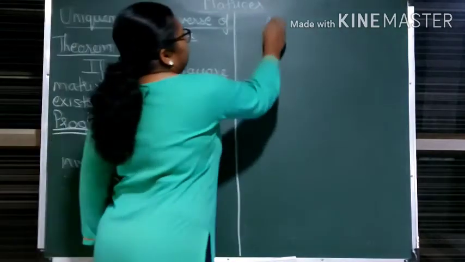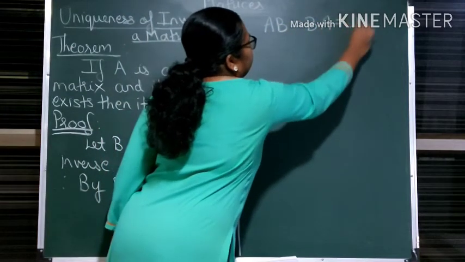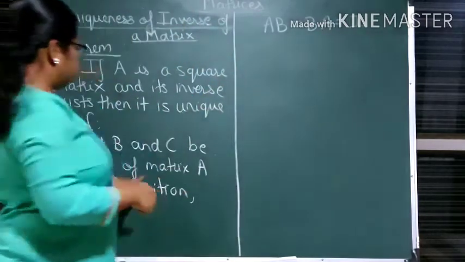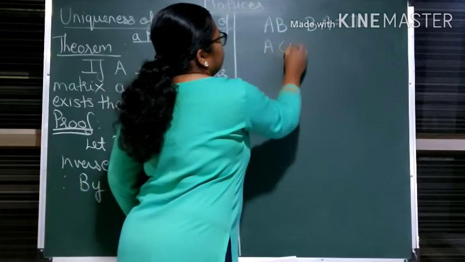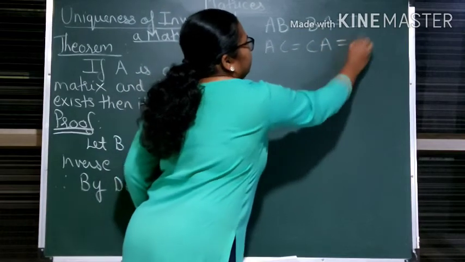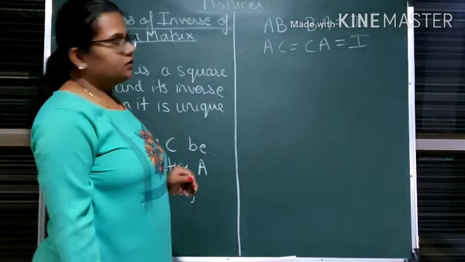What will it be? A into B is equal to B into A, which will be equal to I, and C also we have considered to be an inverse of matrix A. Therefore, A into C is equal to C into A, which will be equal to I, by the definition of an inverse of a matrix.